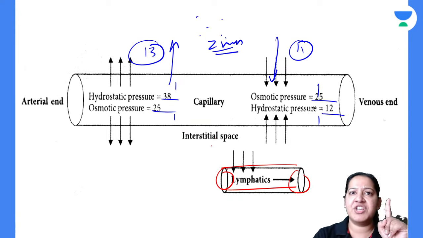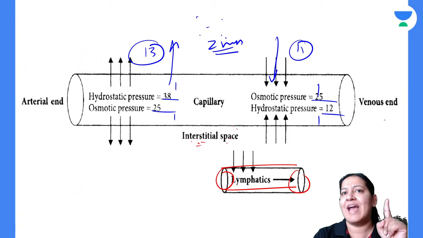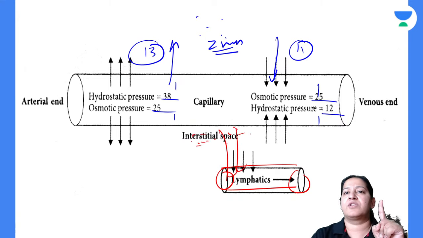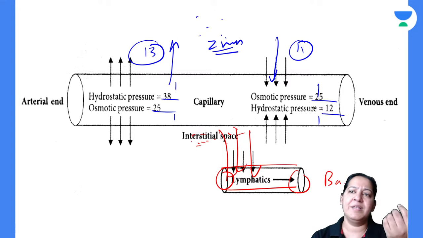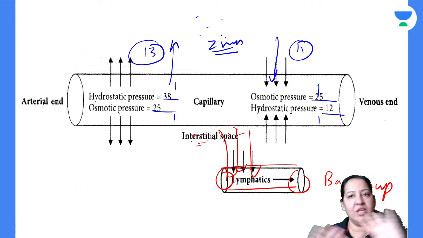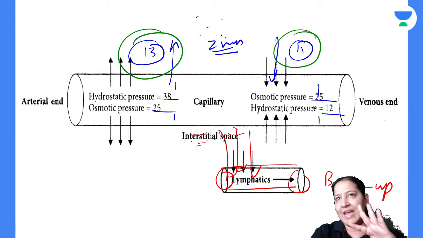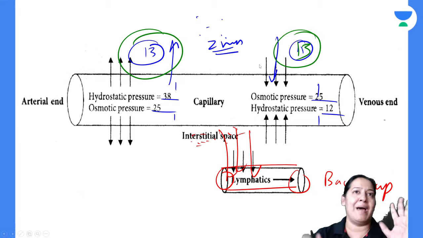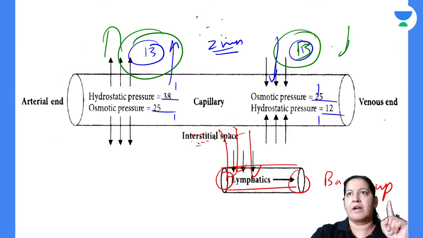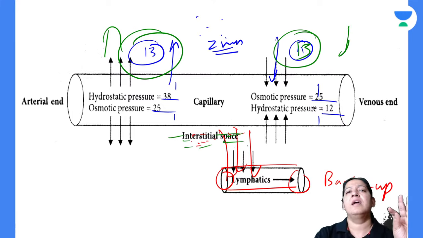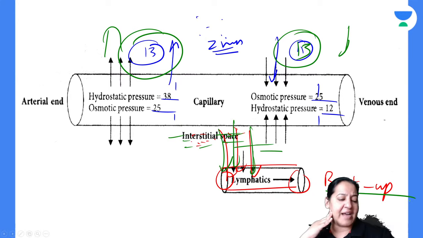By default, if minute pressure changes cause any interstitial fluid to gather there, they will take that interstitial fluid. So these are like a backup. Otherwise, there is no fluid, because the balance is there. Whatever is coming out is going in. 13 is to 13, it is always balanced. 13 outward is 13 inward. There is no fluid. But still, if by chance any fluid is there, that will be taken back by the lymphatics. So lymphatics are acting as a backup.